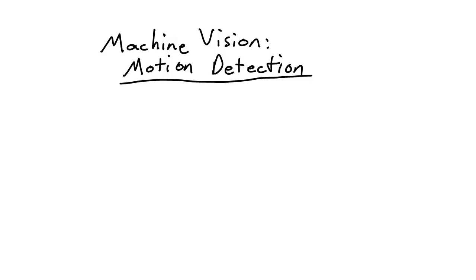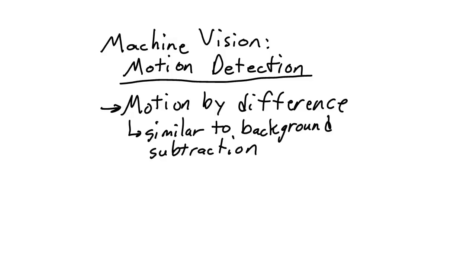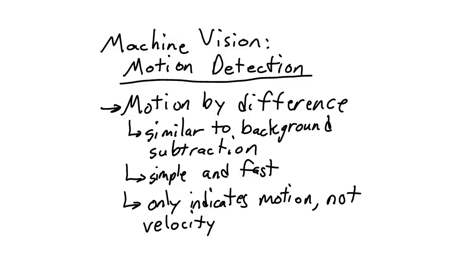We're going to be looking at two different types of motion detection approaches. The first is called motion by difference. Motion by difference is similar to background subtraction, in that this method involves subtracting one image from another. Motion by difference has the advantages that it is a simple and fast method. However, this method has the drawback that it only indicates the locations where motion is occurring. It does not tell us what the actual velocity is of any given pixel.